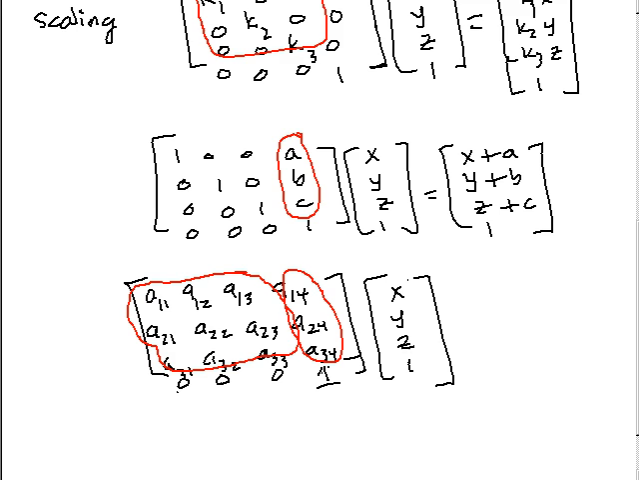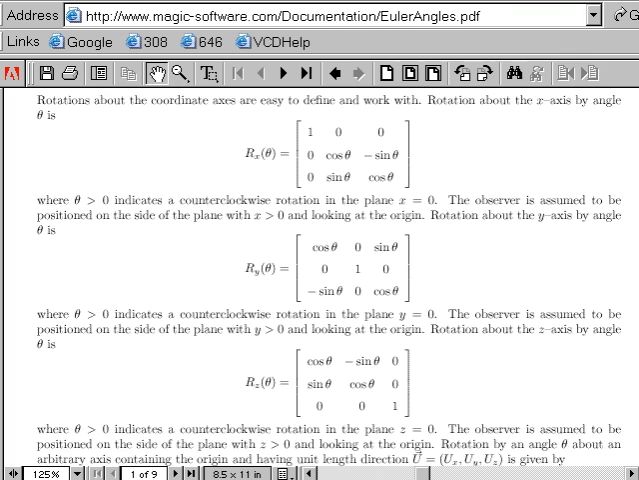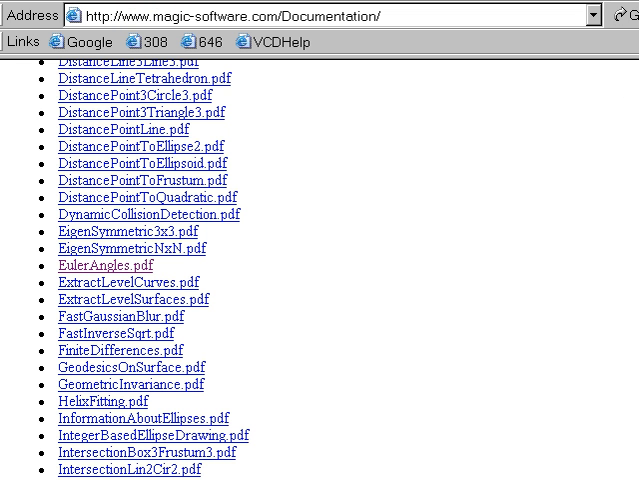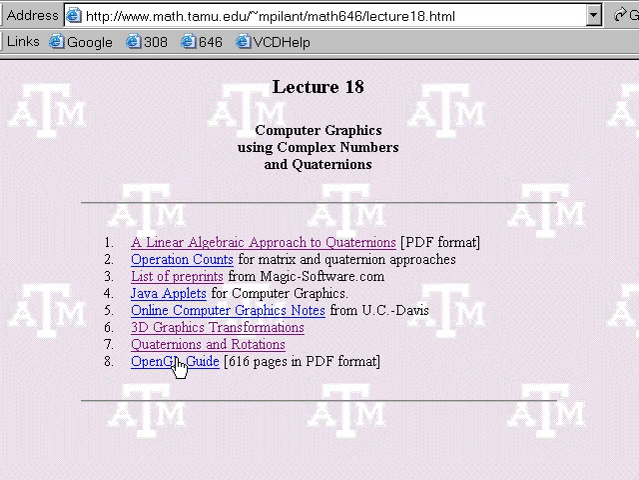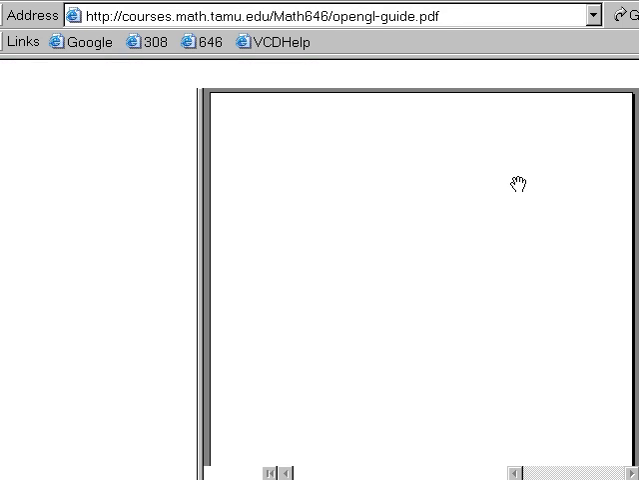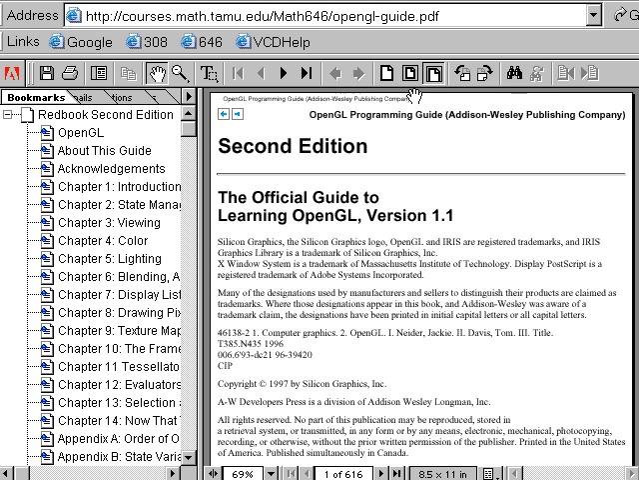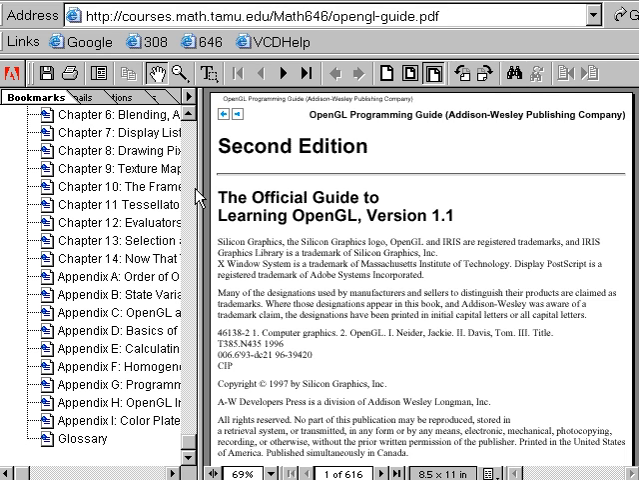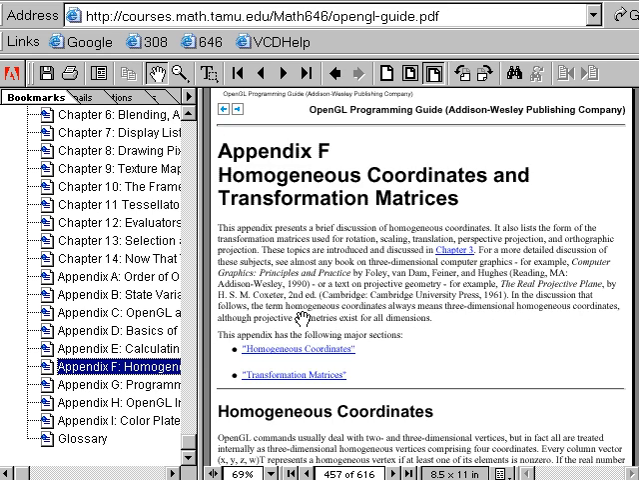Now, this whole analysis of the 4 by 4 rotation matrix is conveniently summarized in the following document. And I downloaded it to have a local copy. If you go to the last website, it's the OpenGL guide. This is a 616-page guide to OpenGL, but what I'm interested in is at the very end, homogeneous coordinates and transformation matrices, so it's Appendix F.